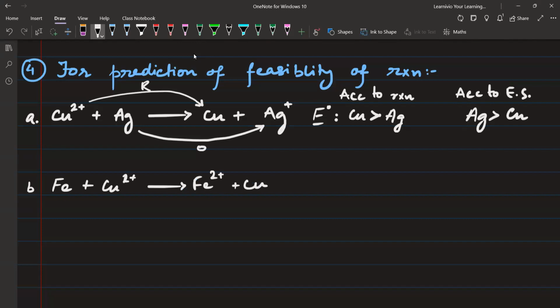In this case, according to the reaction, copper is getting reduced. So copper has higher reduction potential than Fe. And according to the electrochemical series also, copper will come after Fe. Fe is having negative SRP, copper is having positive SRP. According to the electrochemical series also, copper is having higher SRP than Fe. When both of these are matching, like the reaction is saying the story which reality, the electrochemical series, is also saying, then this reaction can occur.